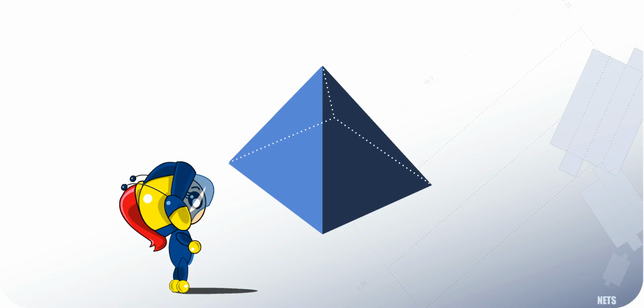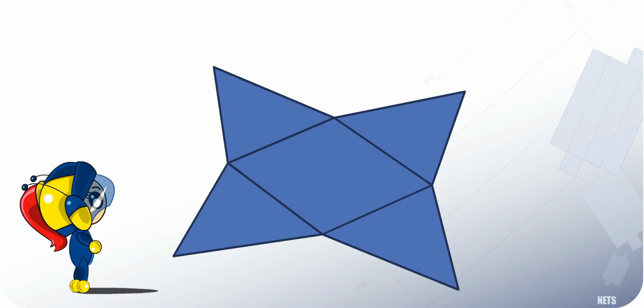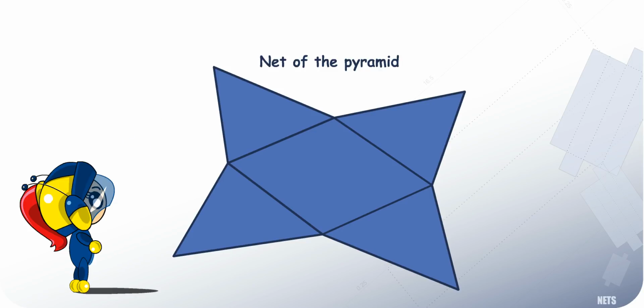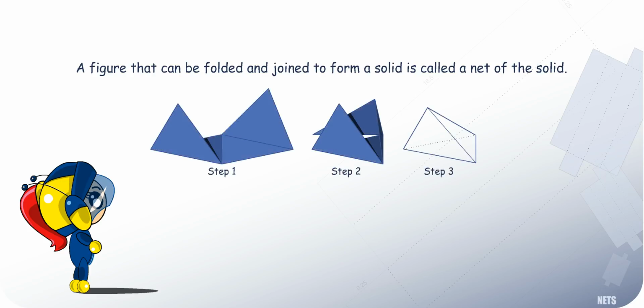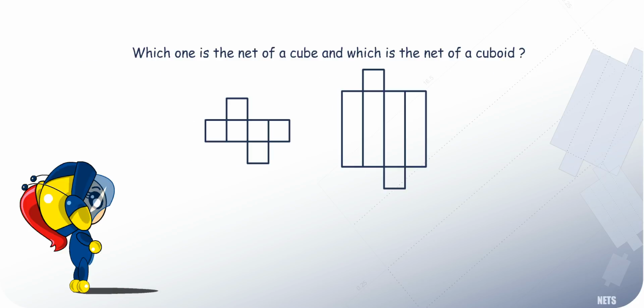If the pyramid opens up and its 4 triangular sides unfold at the base, we get a figure that looks like a star. Turbo Girl, do you know what is the name of this figure? No. We call this figure the net of the pyramid. A figure that can be folded and joined to form a solid is called a net of the solid. Turbo Girl, do you think you can match the following nets with the correct solids?